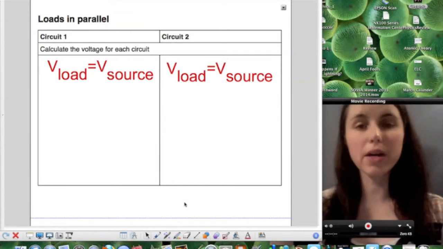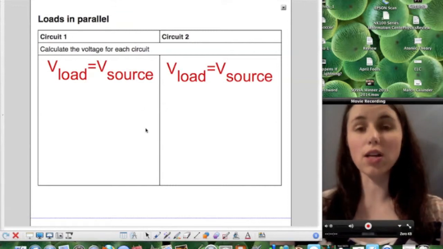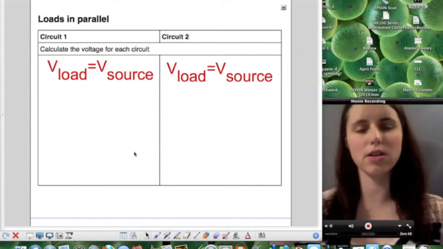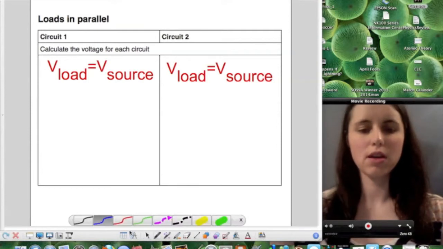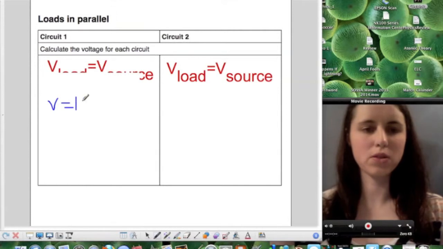So if you remember on Thursday from our computer simulation, we know that current was split equally between the loads, right? You should also remember that voltage is equal no matter what. So in a parallel circuit, voltage is equal no matter what. So this should be an easy one, right? Do we know what the voltage of the source is? Yeah, I gave it to you at the beginning, right? So voltage of the source is equal to 10 volts. So V equals 10 volts.